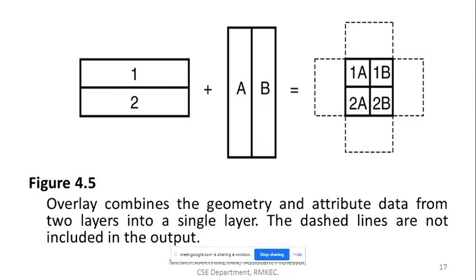So here is a common example for overlaying. You can see that 1, 2 and A, B are combined together and given in a particular direction alone. So the center box data alone is visible, with the data of both the geometric data and attribute data. The dotted lines are just imaginary, they will not be represented in the output result. So this is a general overlaying process.